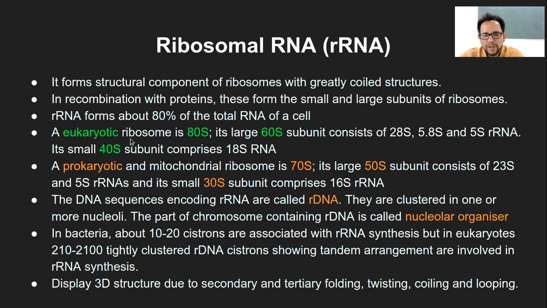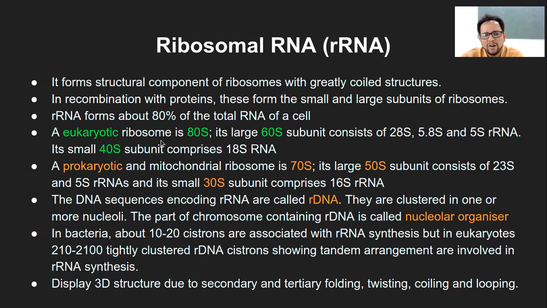Eukaryotic ribosome is 80S. Again, if you remember, we had this discussion on the sedimentation coefficient. So this 80S comes from that sedimentation coefficient. It has a sedimentation coefficient of 80. There was the name of the person after whom this S is named. I forgot the name though. Maybe I'll remember it later.